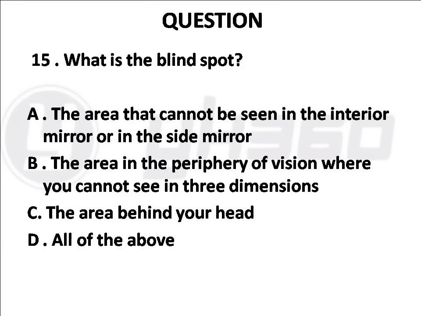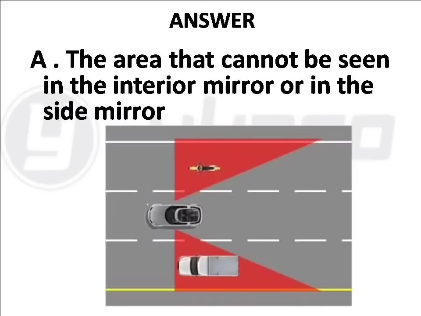The area that cannot be seen in the interior mirror or in the side mirror. B. The area in the periphery of vision where you cannot see in three dimensions. C. The area behind your head. D. All of the above. Answer is option A. The area that cannot be seen in the interior mirror or in the side mirror.